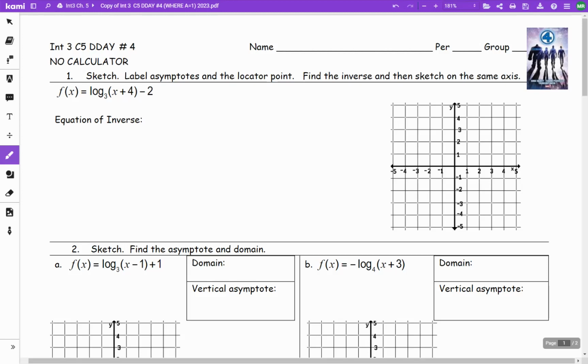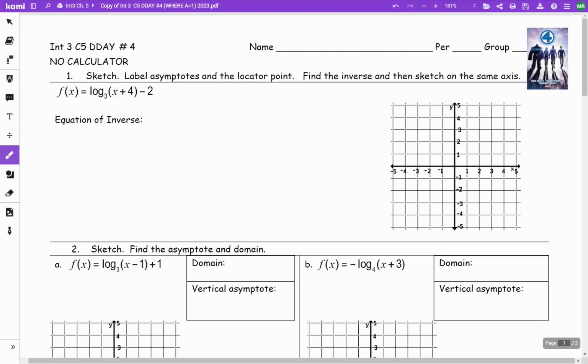On this very first problem, I do want us to accurately graph this. I know it's a sketch, but I do want us to accurately graph the logarithm and its inverse, which is an exponential. Then we're going to also draw in the asymptotes and give the equations of the asymptote for both of them.